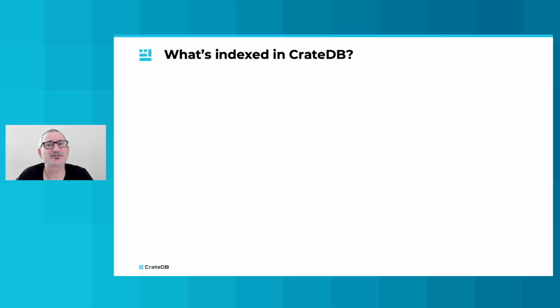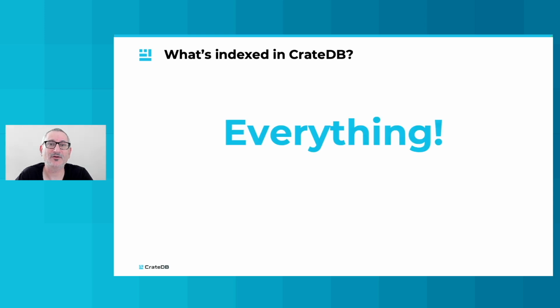Let's start with the question, what's indexed by default in CrateDB? Well, everything is. To ensure fast responses for any type of query, CrateDB automatically indexes every attribute by default. This is especially useful when query patterns and use cases evolve over time and may not have been clear at the point at which the data was ingested into the database. How does CrateDB achieve this? Let's find out.